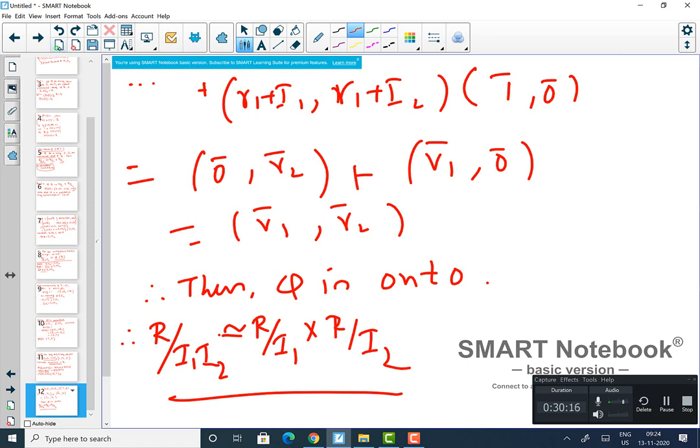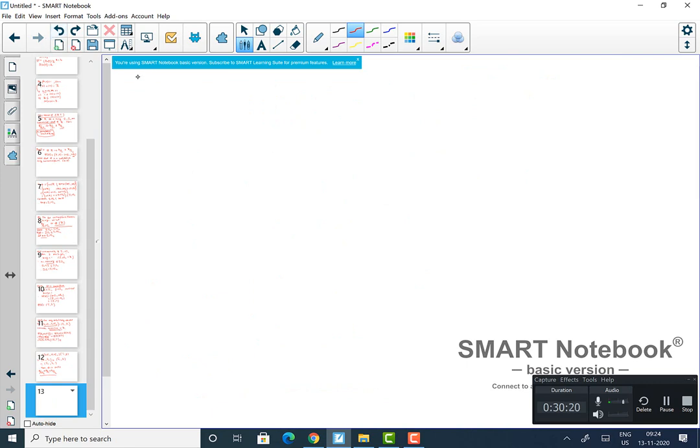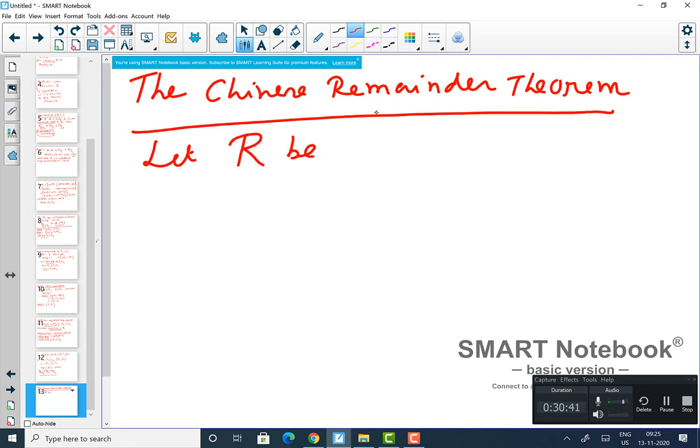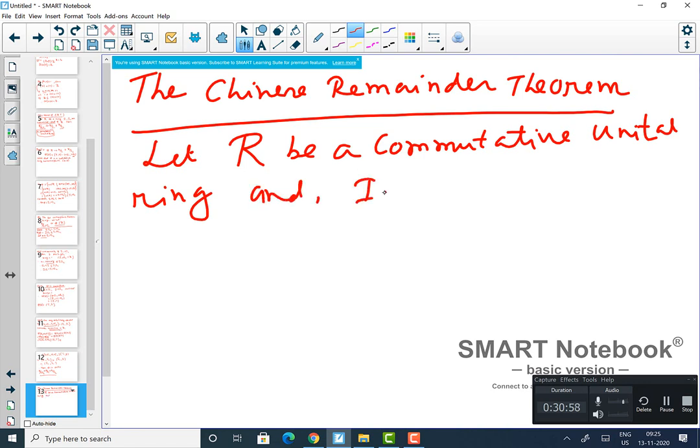Now in general, what happens? The general version is the Chinese Remainder Theorem. Okay, so let R be a commutative unital ring and say I1, I2, up to IN be pairwise co-maximal. Pairwise co-maximal means that if you choose any two of them, they are co-maximal.